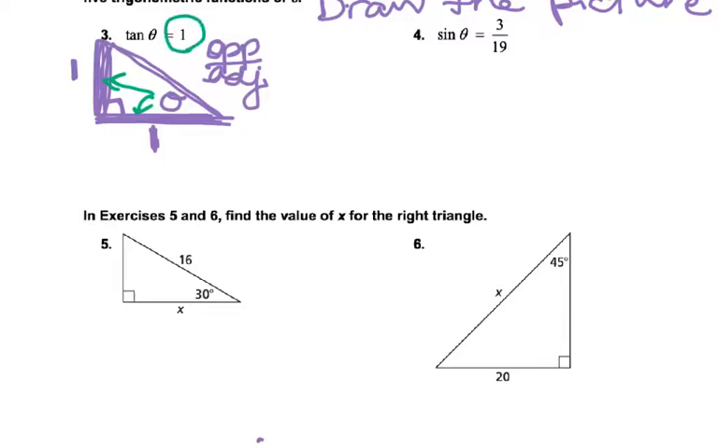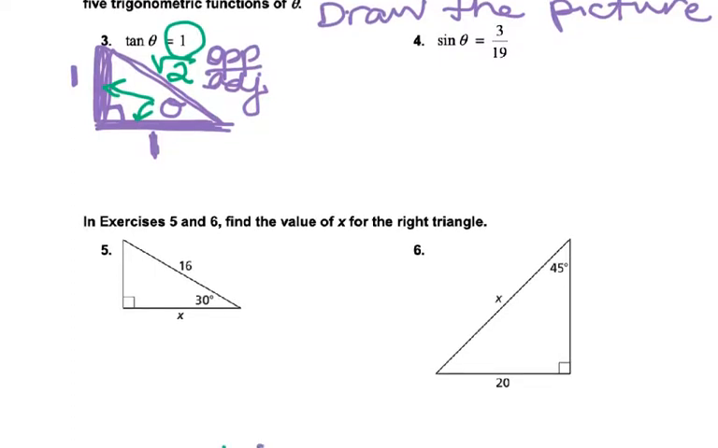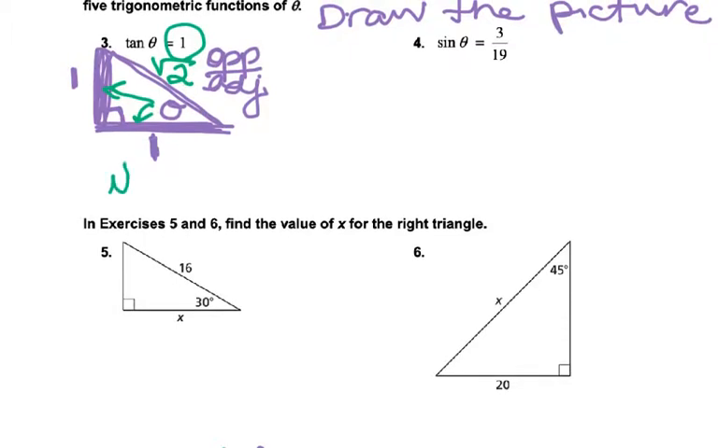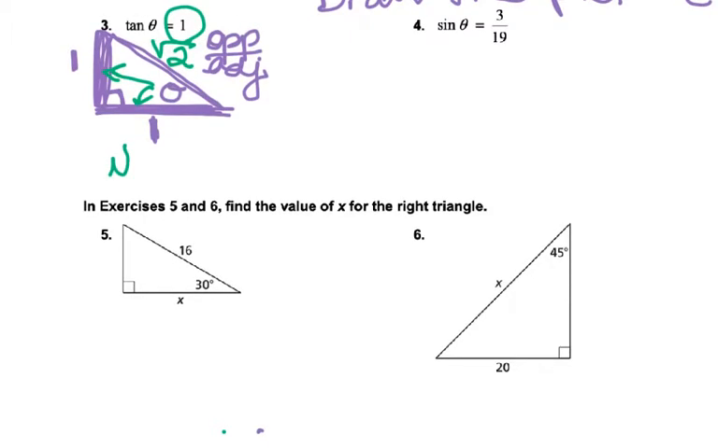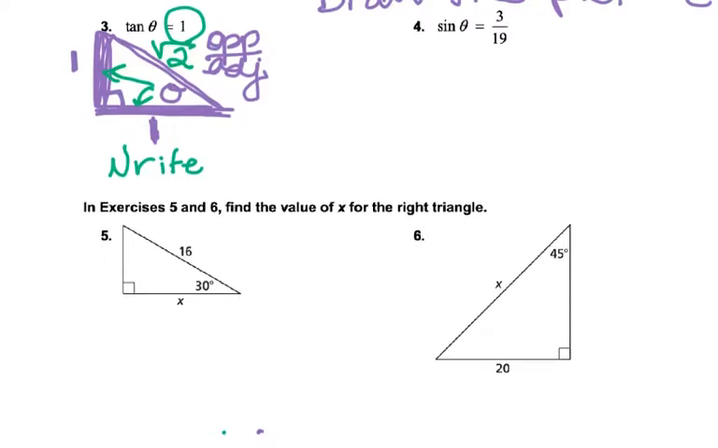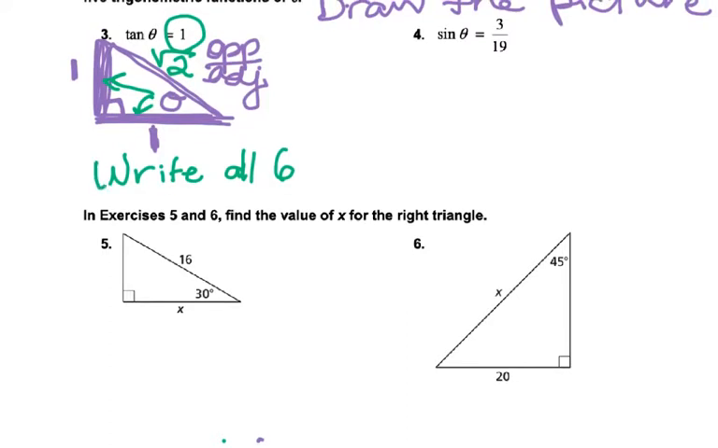So if you know this is 1, then we have already solved for it. We also know that our hypotenuse is root 2. And so go back to the chart from the previous page, and you should be able to write all 6 of those functions. Okay? And I'm going to move on to number 4.